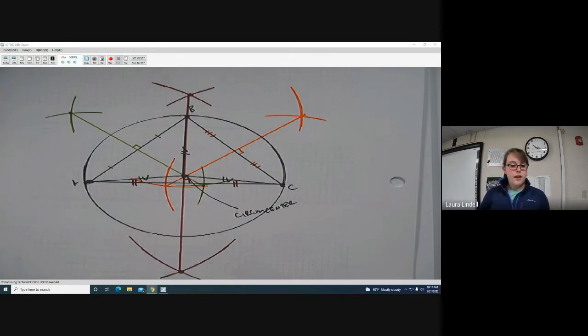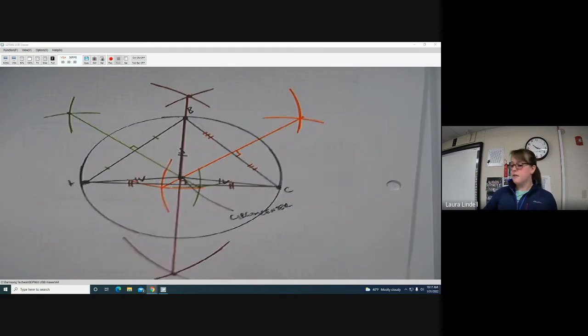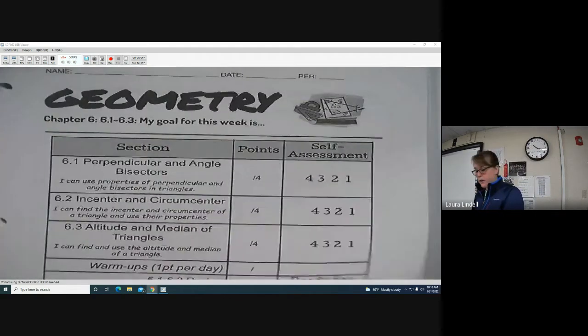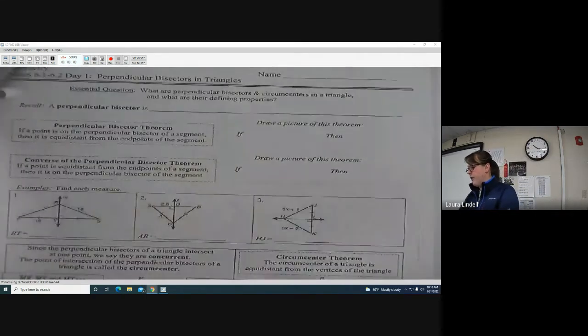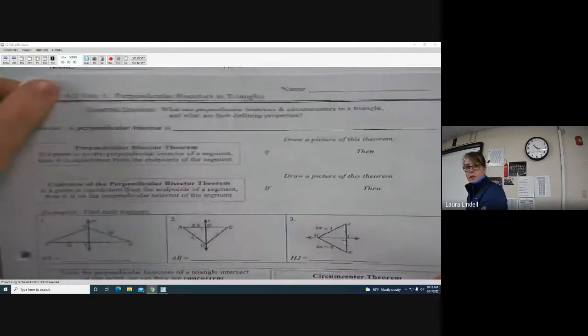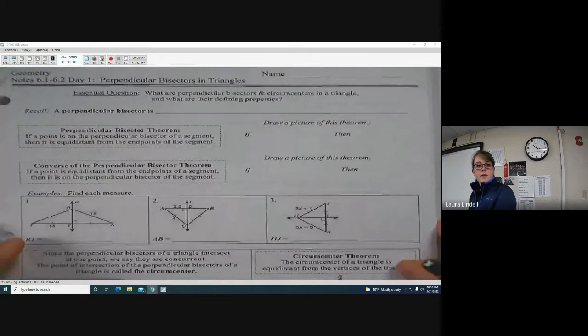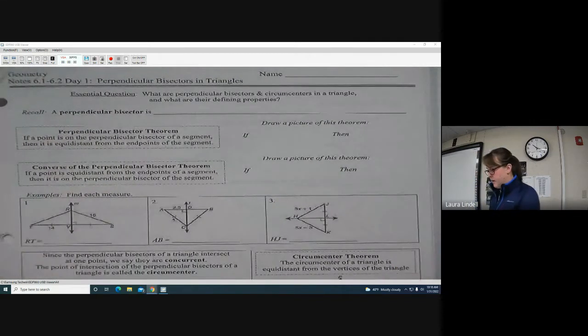So go ahead now, flip in your packet back to the front, and we're going to go to the 6.1 day one notes. 6.1 and 6.2 kind of go together, so we're going to meld them a little bit and do it in two days for both sections. With that, remembering what a perpendicular bisector is. Well, we just made perpendicular bisectors. We made three of them on the back of our packet.